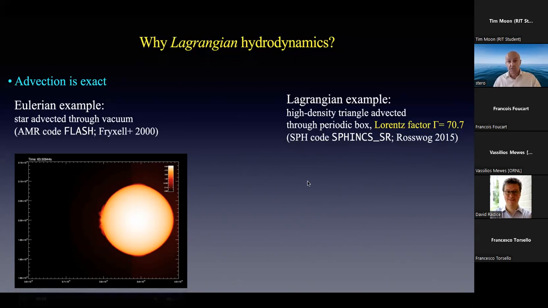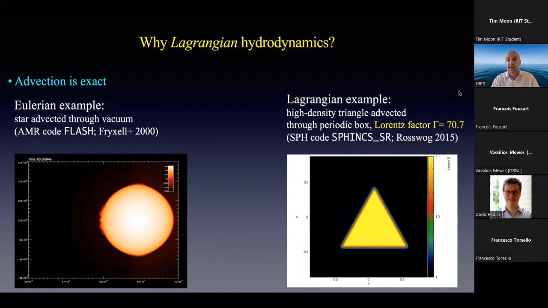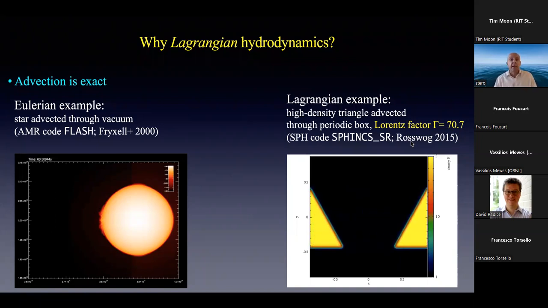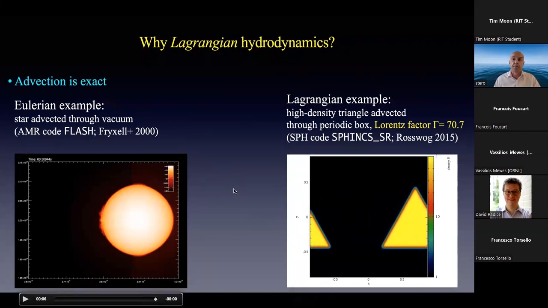Now, an example which I think is a very challenging one, and actually more challenging than the one that I've just shown. This is now just a toy model where I've set up a high density triangle and advected it through a box with periodic boundary conditions. And I'm actually doing this with a Lorentz factor of about 70. And you see there's zero deformation of the thing. And this is not a surprise because this Lagrangian method here has essentially nothing to do. It's just advecting the properties that it has on the particles, and it's not losing that. It's just carrying that around. So it's a very simple problem for this method, but it's a pretty tough problem for the other method.